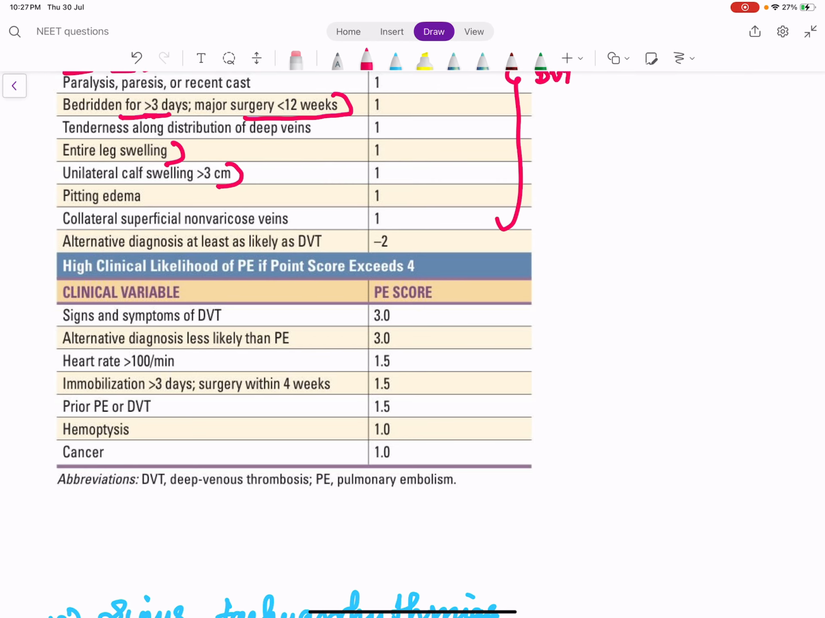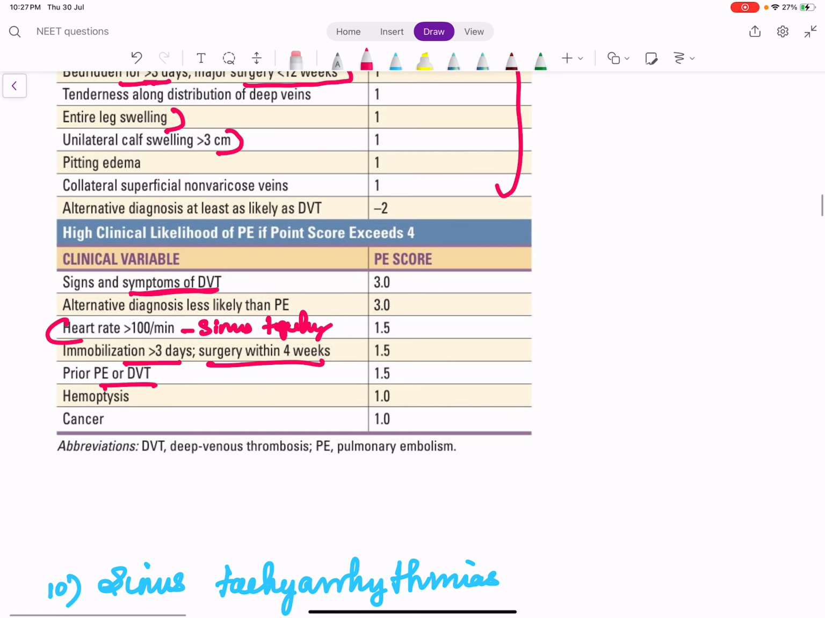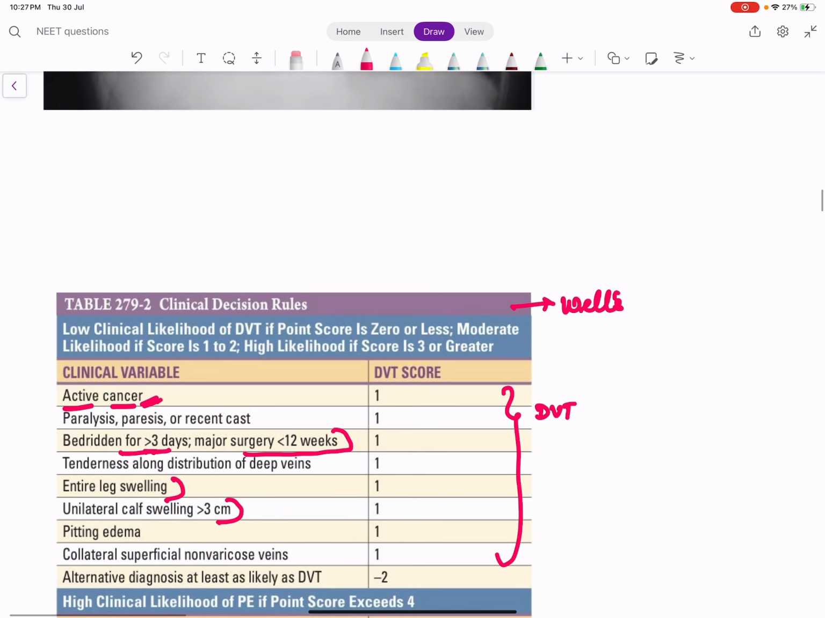And pulmonary embolism, there is similar. There is a history of DVT. Okay, there is heart rate more than 100. That is sinus tachycardia is one important finding. Again, history of immobilization more than 3 days and surgery in the last 1 month. Prior history of DVT, hemoptysis, and malignancy. So if any of these clues is present, always in the question or in the original clinical scenario, you can diagnose or suspect pulmonary embolism.